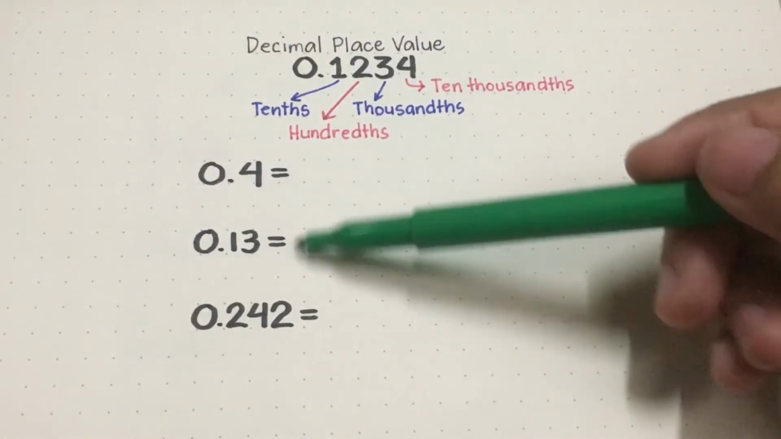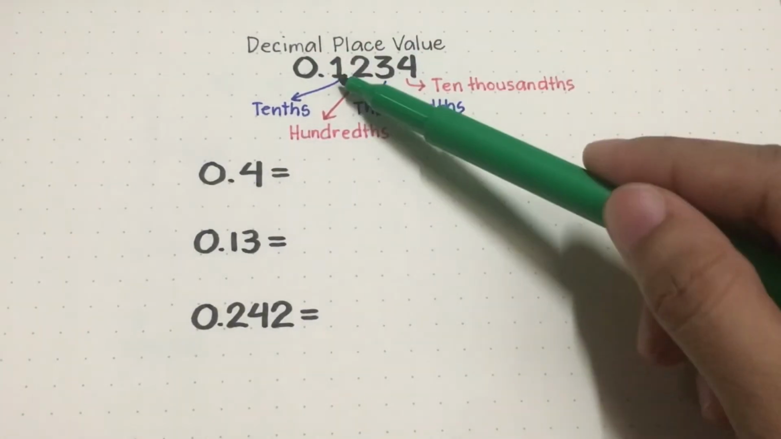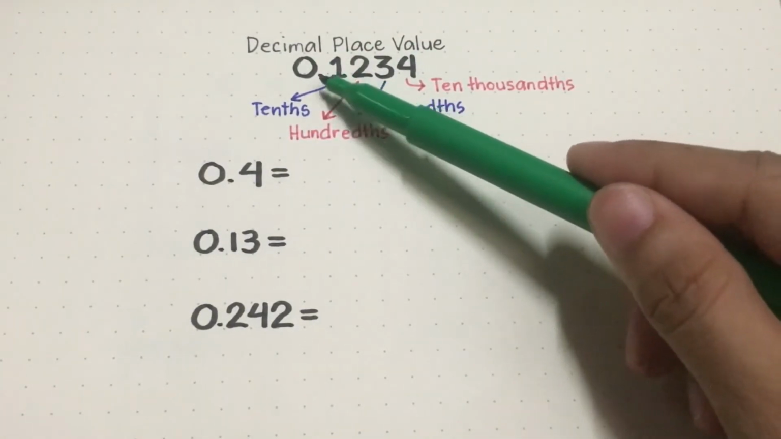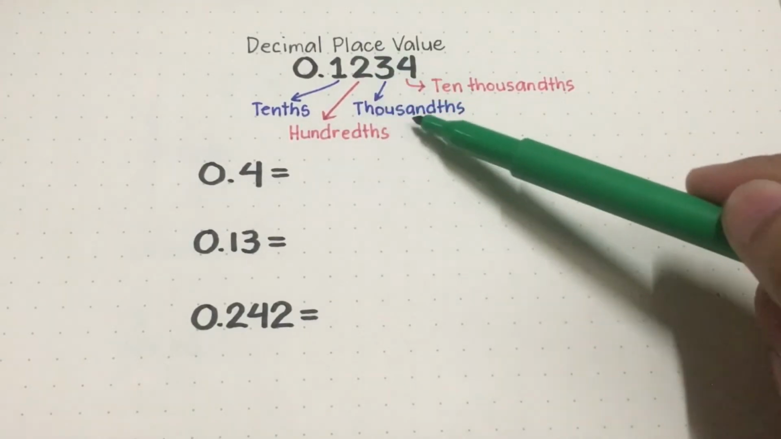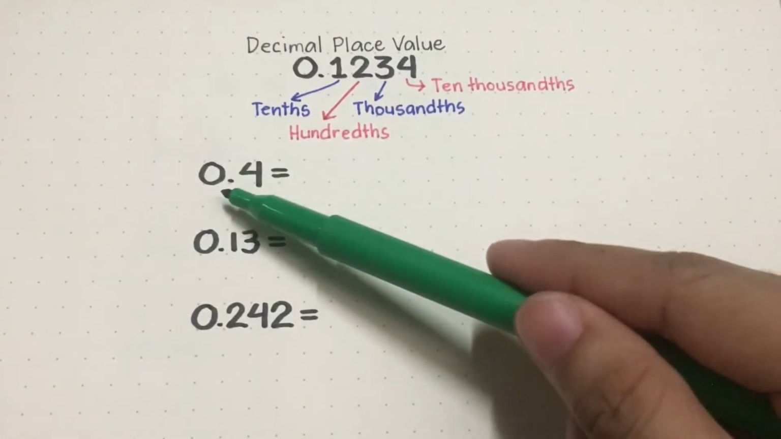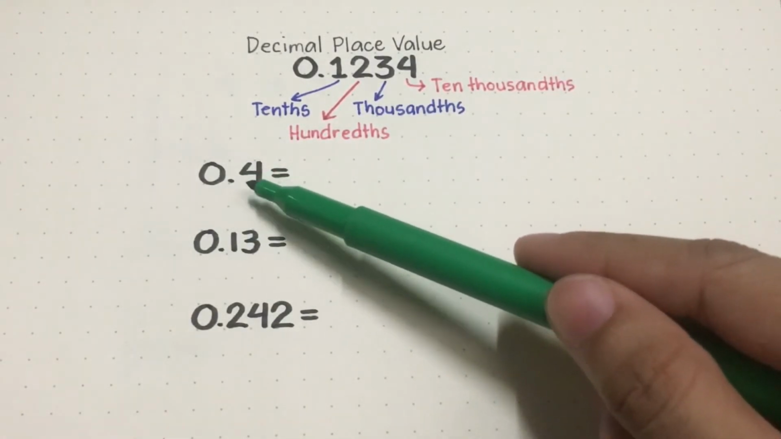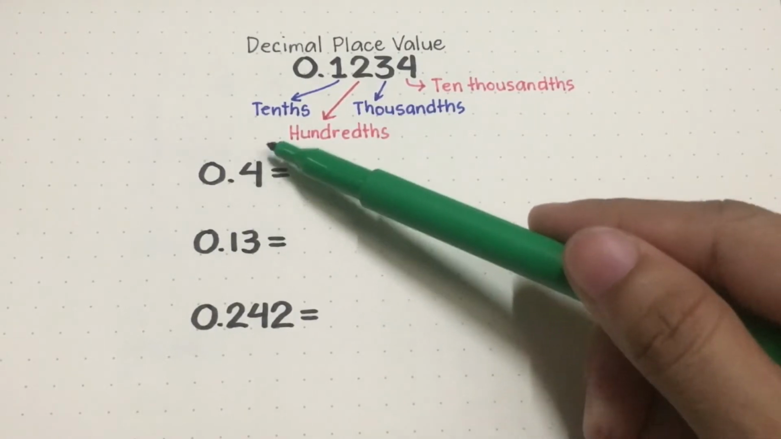To convert these decimal numbers into fractions, you may use this place value. The first digit after the decimal point is the tenths, the second digit is hundredths, the third digit is thousandths, and the fourth digit is ten-thousandths, and so on. So, for example, we have 0.4 and it has only one digit after the decimal point. So it means the place value of 4 is tenths.